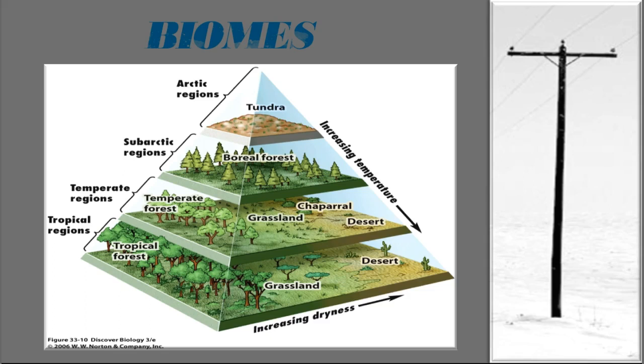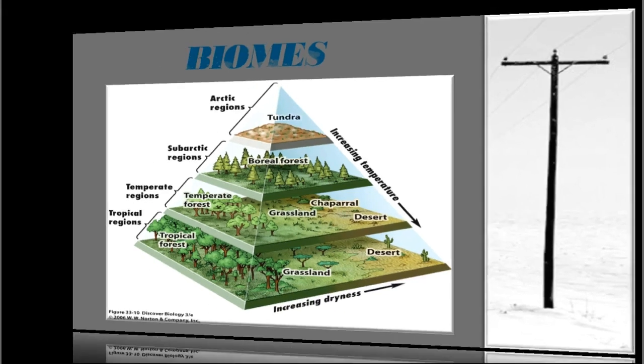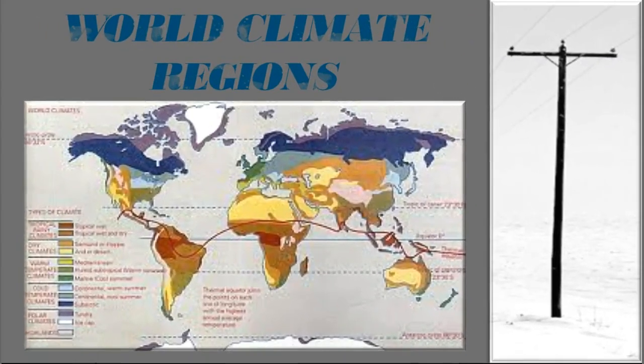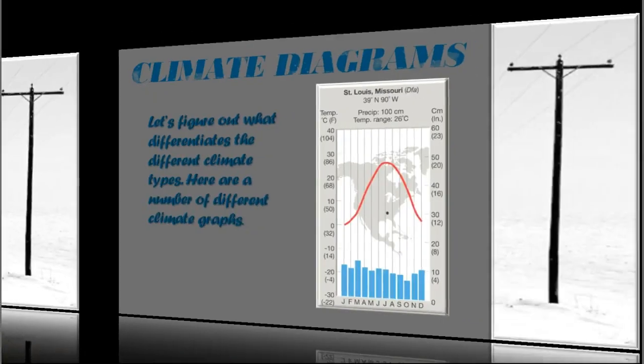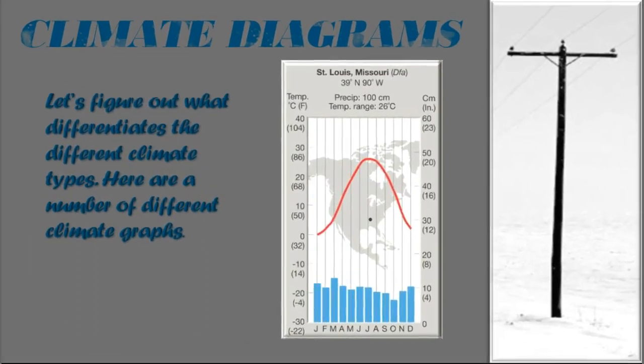Pretty self-explanatory. Obviously, the climate regions are going to be tied very closely to latitude. Climagraphs. You see the months across the bottom. The blue lines are going to be the amount of precipitation. The red line is going to be the temperature.